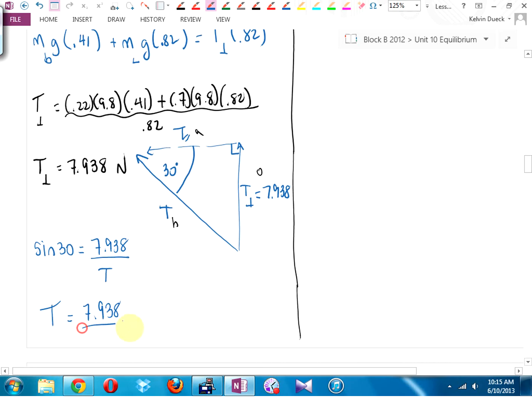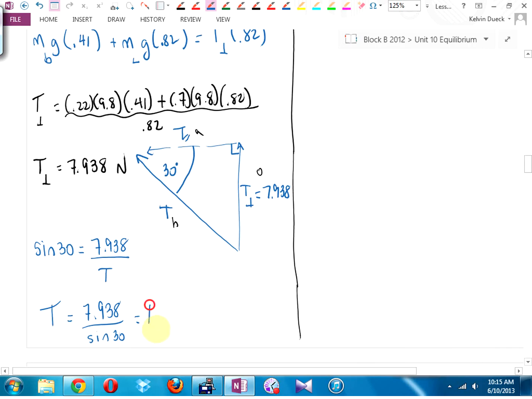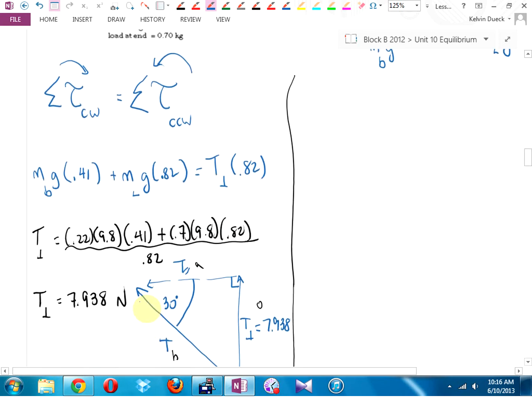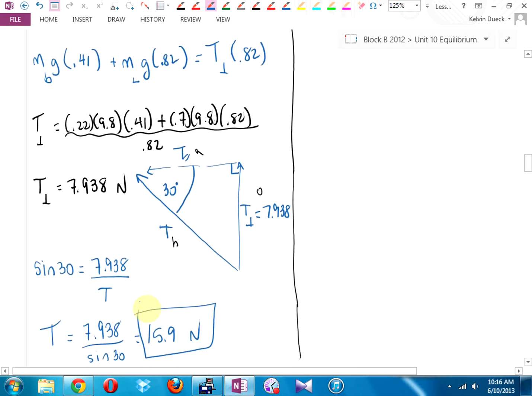7.938 divided by sine 30. What's the tension in the rope? $15.9. Okay. That's the first part of this question. First part said, find the tension. Done. Only took one whole page. What else did they want us to find?